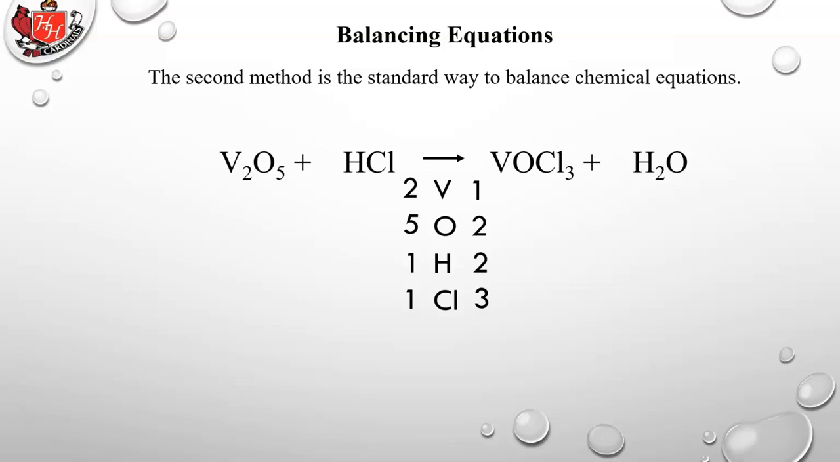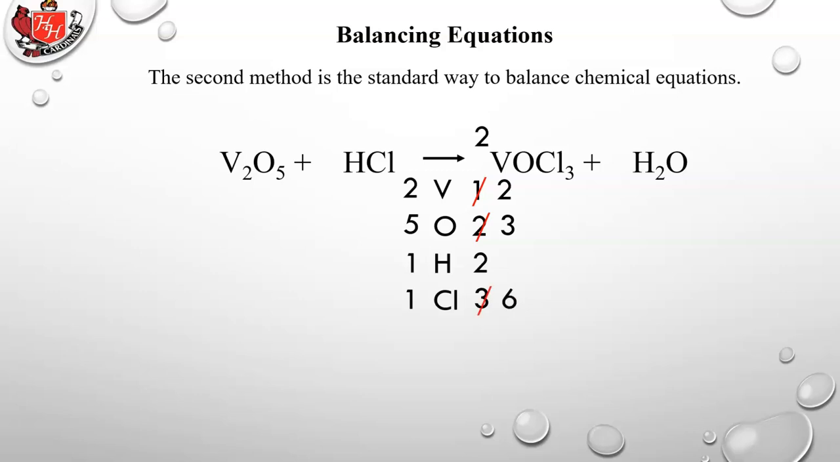Now, you can't change the subscripts, the little numbers down below. All you can change is the coefficients, the numbers out in front. So we're going to go ahead and put a 2 up there. And that means we now have 2 vanadium on the right side. But those coefficients, the 2, distribute through to the O and to the Cl3. So now how many O do we have on the right? We have 2 in the VOCl3 and 1 more in the water, H2O. So now we have 3 oxygens. And then what about the Cl3? Well, we have 3 of them originally, but now you have twice as many, so it's now 6. So now we have 6 Cl.